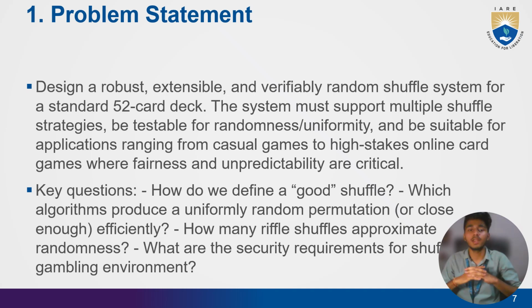Problem statement. Design a robust, extensible and verifiable random shuffle system for a standard 52 card deck. The system must support multiple shuffle strategies, be testable for randomness and uniformity, and be suitable for applications ranging from casual games to high stakes online card games where fairness and unpredictability are critical. Key questions: How do we define a good shuffle? Which algorithm produces a uniform random permutation, or a close enough one, efficiently? How many riffle shuffles approximate randomness? What are the security requirements for the shuffle in a gambling environment?